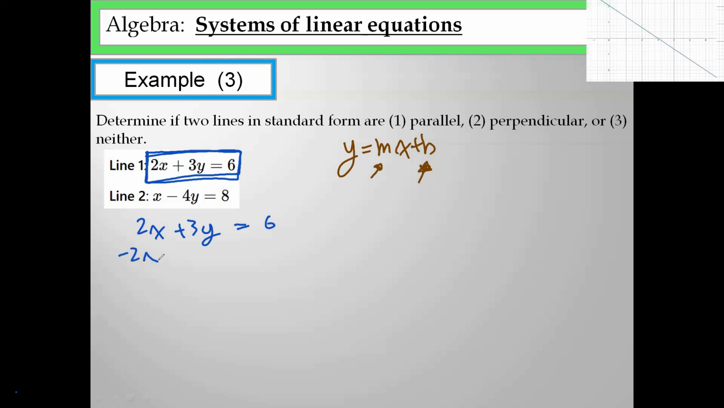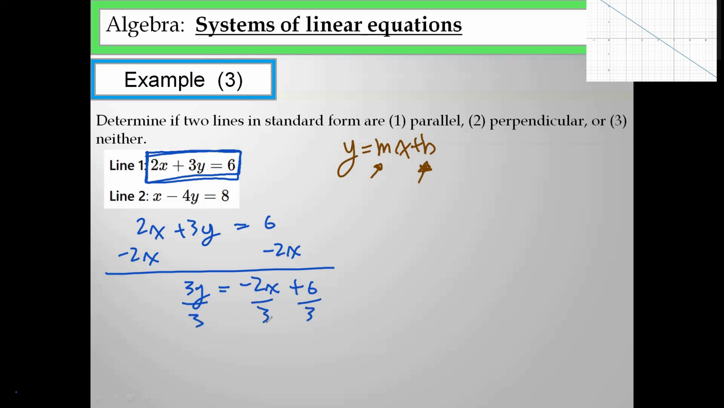We're going to subtract 2x from both sides, then bring down our 3y, and that's going to equal negative 2x plus 6. Divide every single term by 3 so we can isolate the y. So y is now equal to negative 2/3 x plus 2. So now we know for our first equation, our first slope is negative 2/3 and our first y-intercept is just 2.